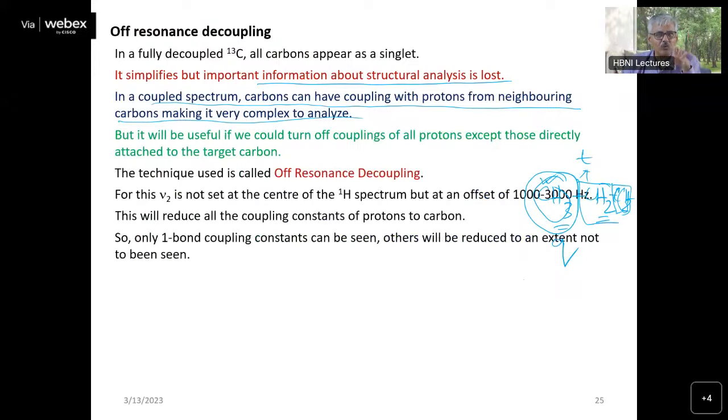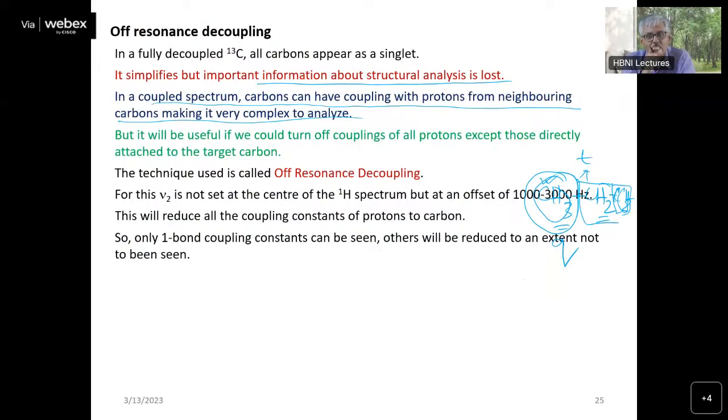So what do you do here? Here this nu2, or the B2 field, is not set at the center of the proton spectrum. In the case of fully decoupled, you select the B2 at the center of the proton spectrum. Let us say you have protons spanning from 0 to 10, then your nu2 should be set at 5 ppm. But here you don't do that.